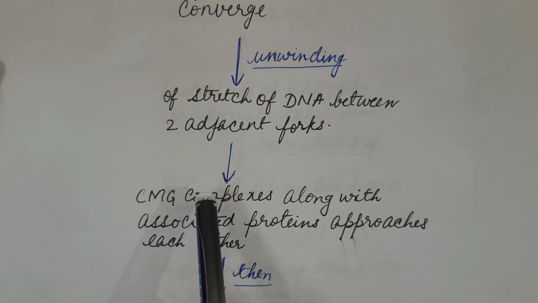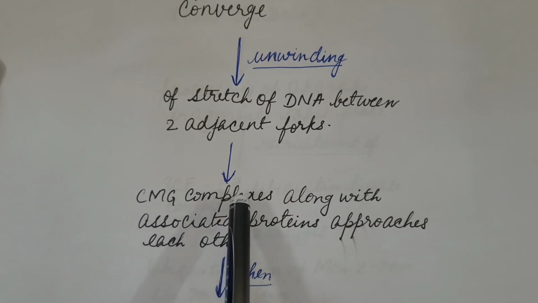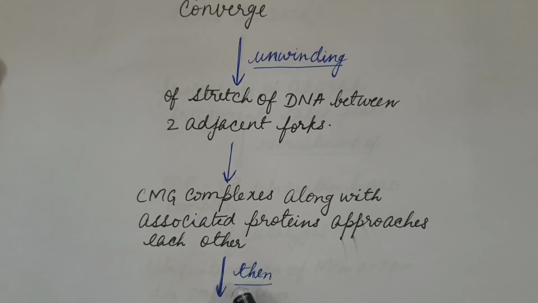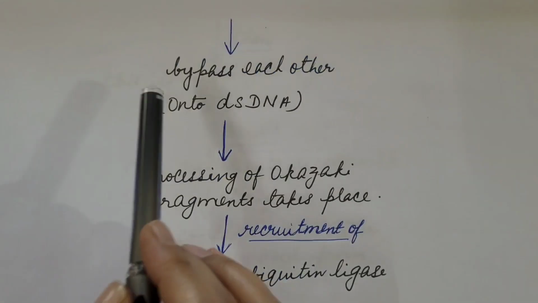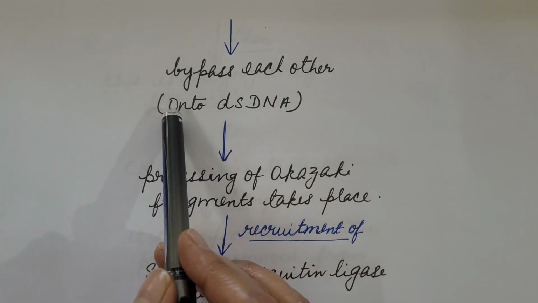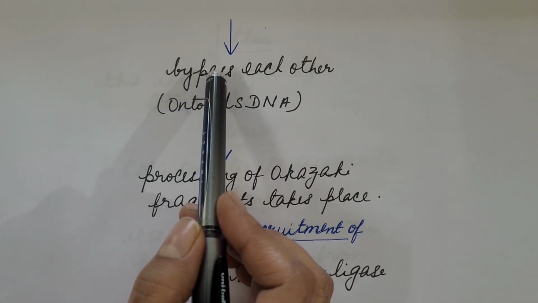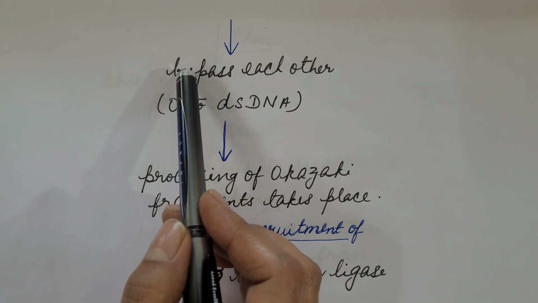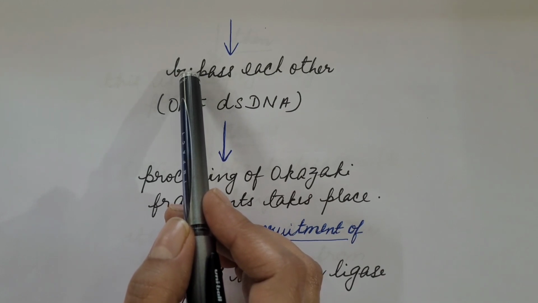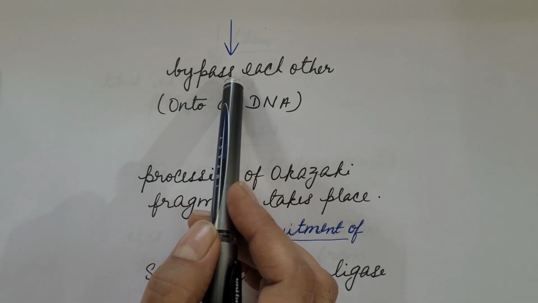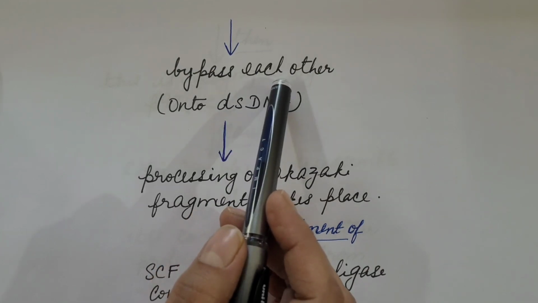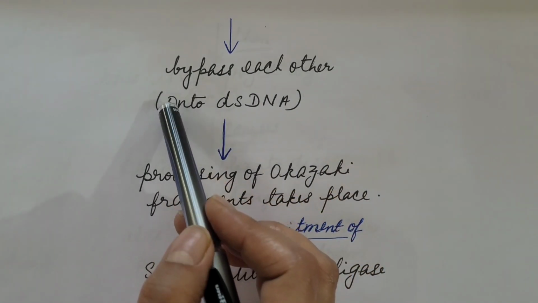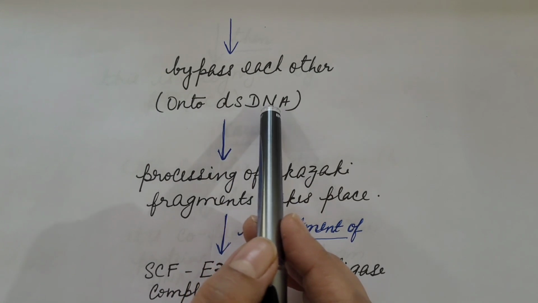Hence, as the replication fork proceeds, CMG complexes, which are associated with other proteins, approach each other. Then these CMG complexes bypass each other. This is because synthesis of the lagging strand is slower compared to the leading strand, and hence a certain stretch of the DNA is unreplicated, as a result of which the CMG complex along with other proteins including the DNA polymerase bypass each other in order to replicate the unreplicated stretch of DNA. Then these are associated onto the double-stranded DNA.